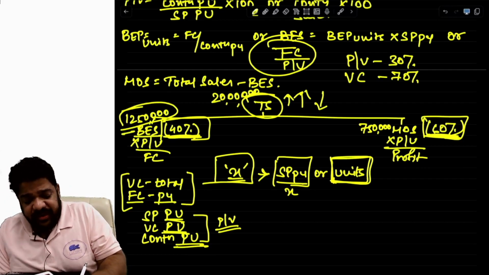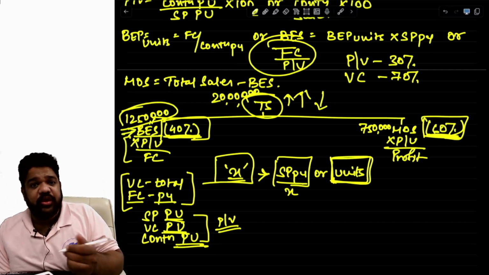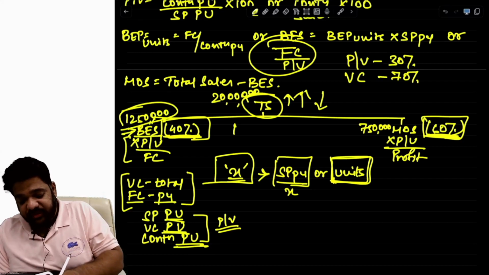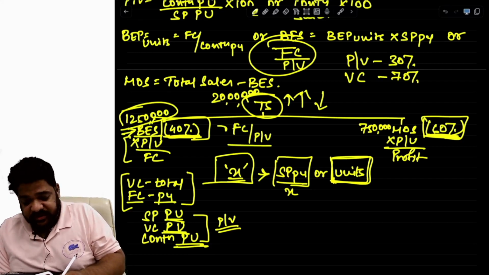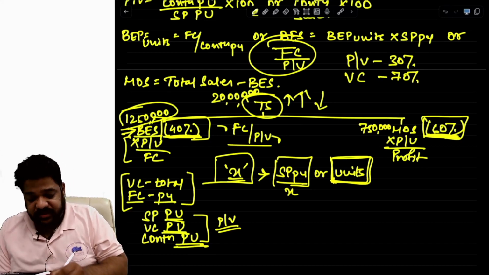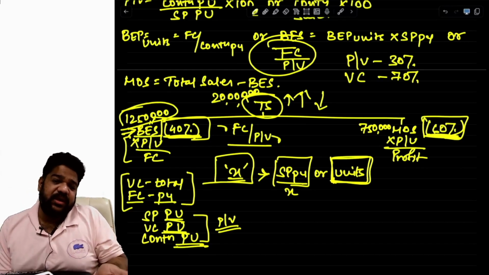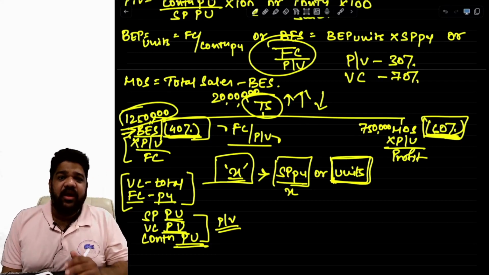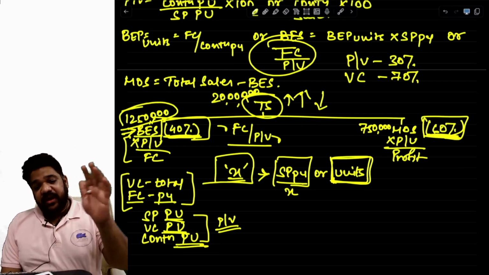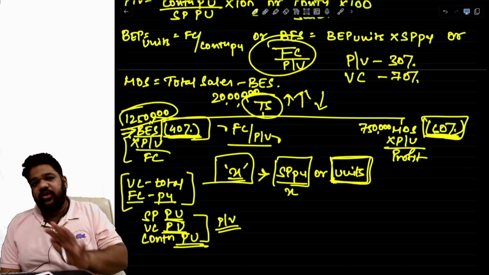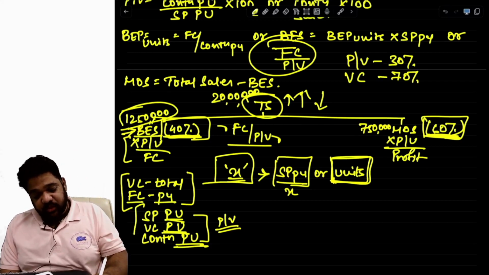Why? Because how do you get break-even sales? It is fixed cost divided by PV ratio. Now, neither the fixed cost has changed, nor has the PV ratio changed. Since nothing has changed, the break-even sales will remain the same. Are we understanding? So, in terms of amount, they're still the same, but in terms of percentage, they're not the same.